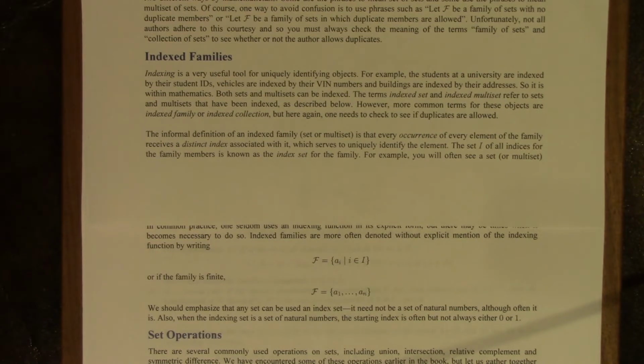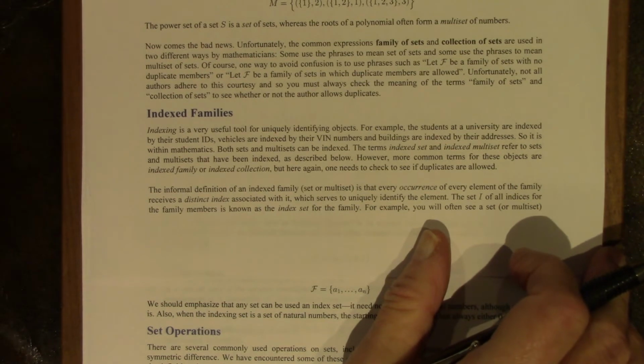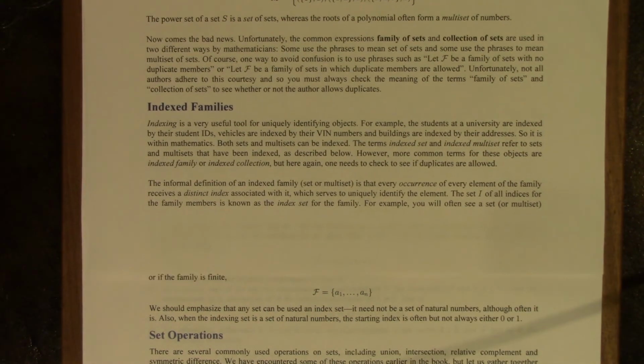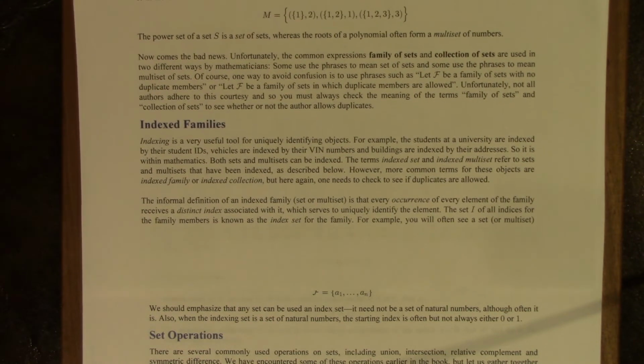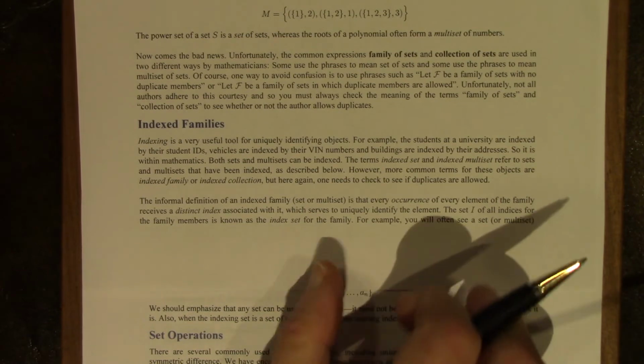But unfortunately, the more common terms for these objects are indexed family or indexed collection. And so here again, we need to check to see if duplicates are allowed or not. Maybe somebody should invent the terms family and multifamily and collection and multi-collection. And the problem with doing that now is that it wouldn't take throughout the mathematical community, so the terms family and collection would still remain ambiguous. So we just have to live with it.